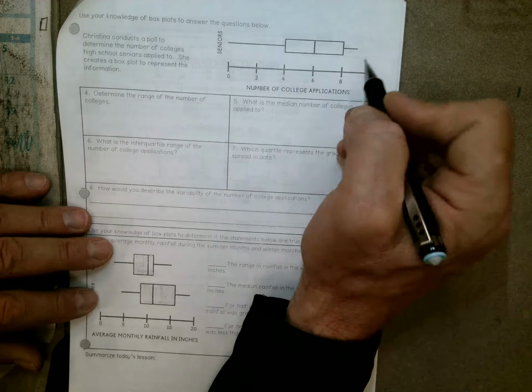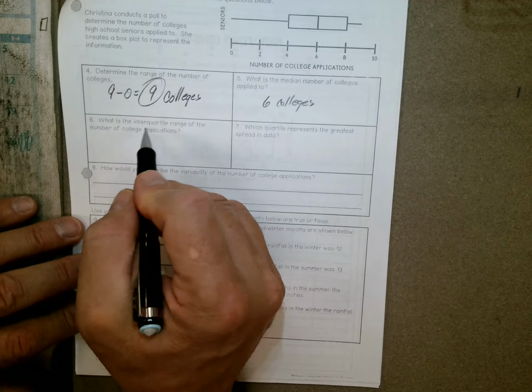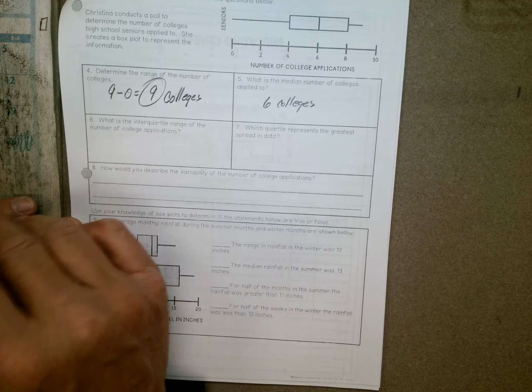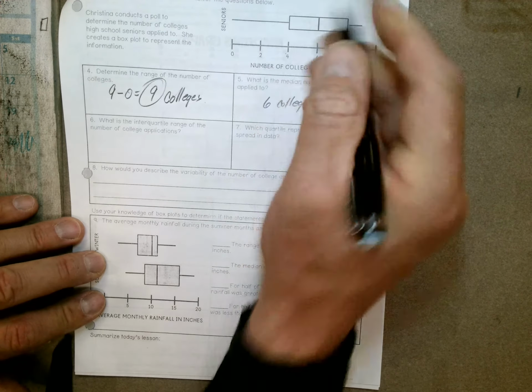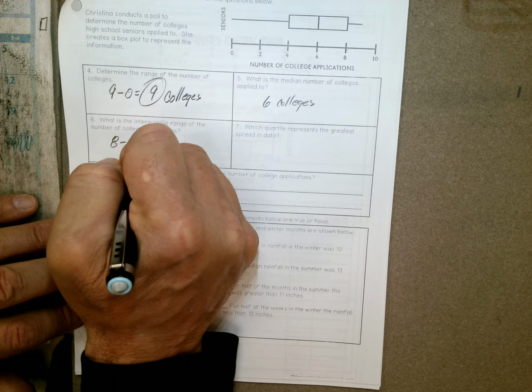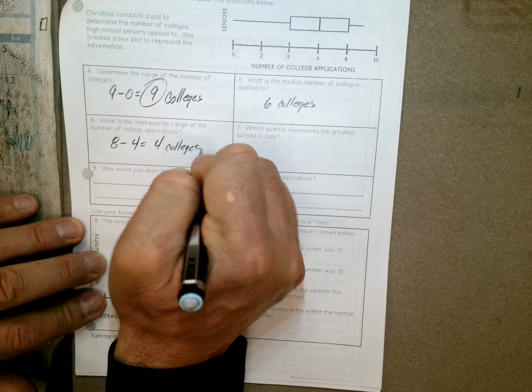How about the next one? What is the median number of colleges applied to? Clearly, it's 6 colleges. How about the next one? What is the IQR, the interquartile range of all the numbers of the college's applicants? 8 minus 4, right? It's third minus the first, which is 4 colleges.